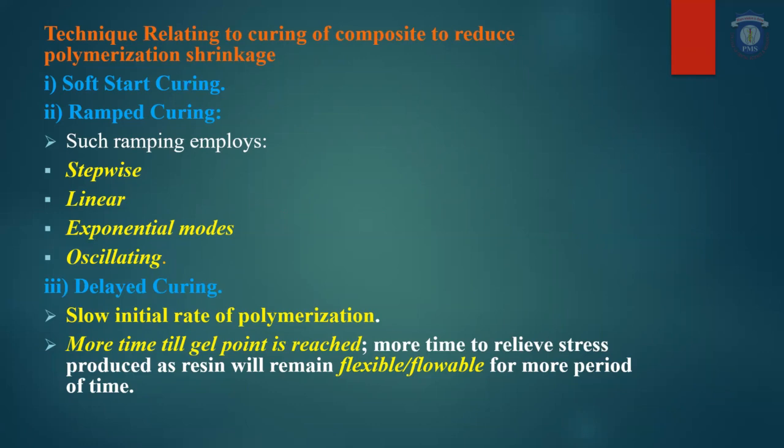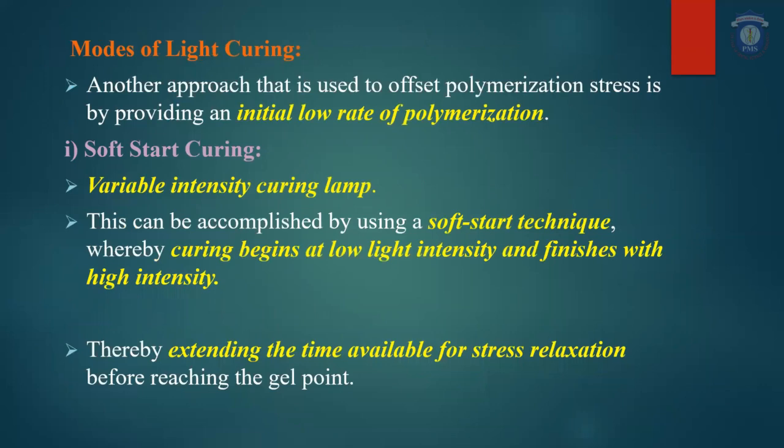That is, you're not curing the composite at a single intensity in one go. You are actually modifying the intensity of the light as well as modifying the duration. Now let us see what it actually means. Just remember these three terms: soft start curing, rammed curing, and delayed curing. So these are basically different modes of light curing.